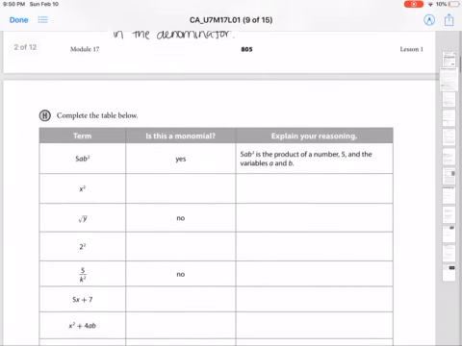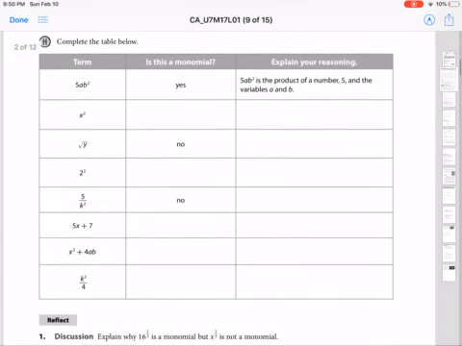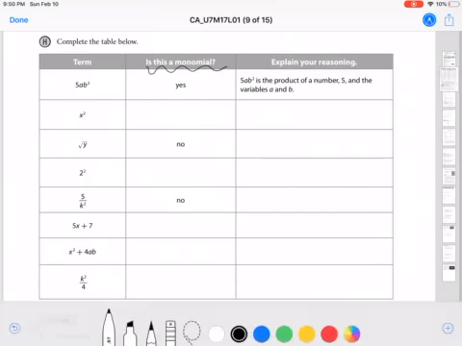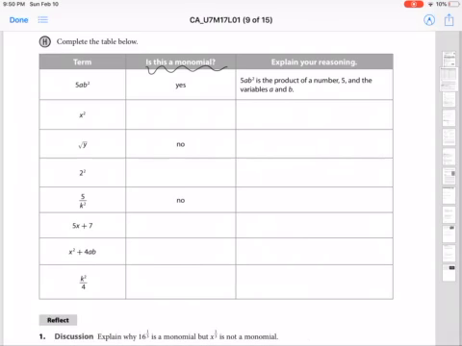So we're going to continue on, and we're going to complete this table below. First I just want to make sure that we understand whether or not it is a monomial. If we're looking at a monomial, we're going to go ahead and use green. For every term that's a monomial, we're going to put yes. So 5ab squared, we determined that was a monomial. And we know that x squared is going to be a monomial because we have that whole number. So we're going to put yes here.